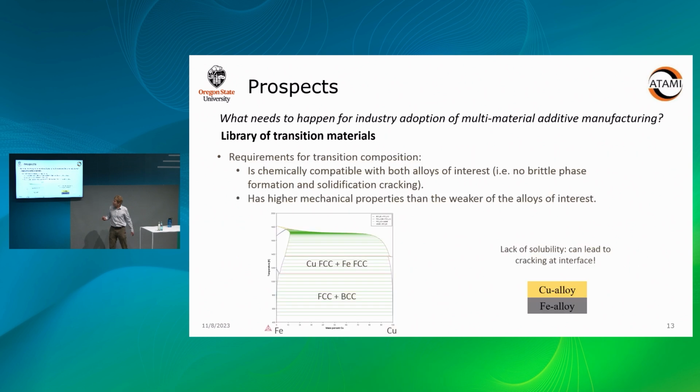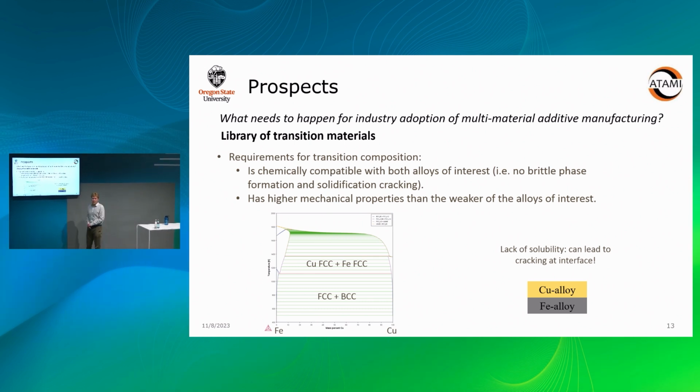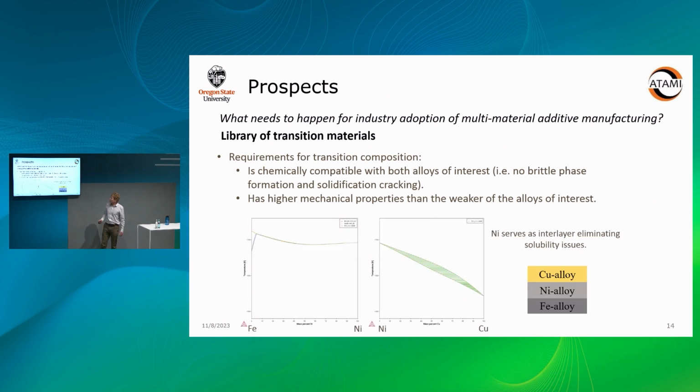So what else needs to happen? We discussed the parameter adjustments that help us avoid lack of fusion and other process-induced defects. Another thing is a library of transition metals. A lot of the time we have brittle phases from chemically incompatible metals. For example, iron and copper are insoluble, and that can lead to a number of issues. Let's say we want to join these for some application. What we can do is introduce an alloy in between the two that serves as a transition composition.